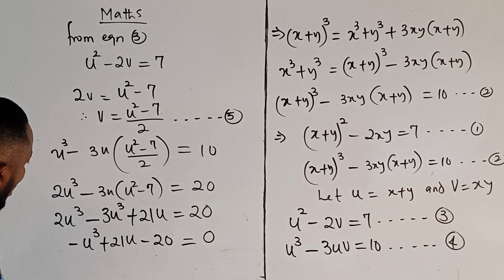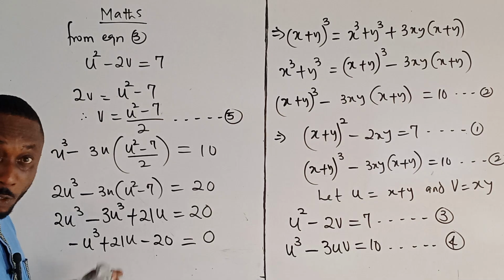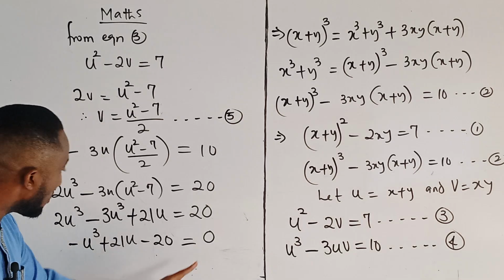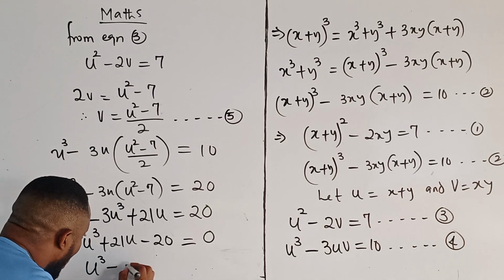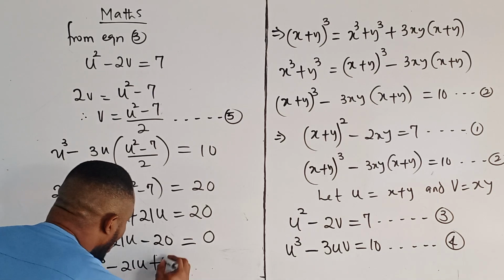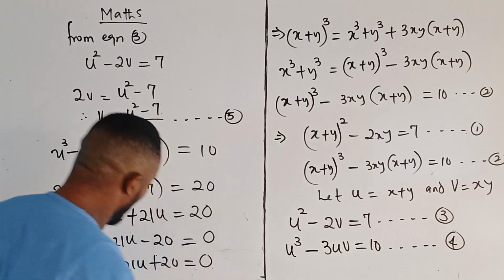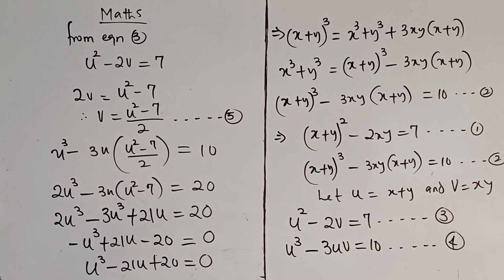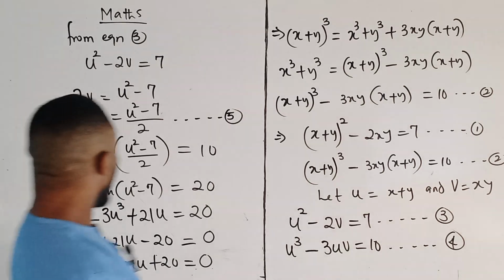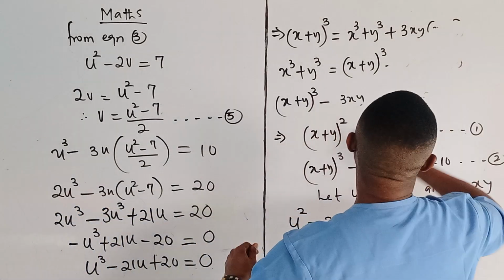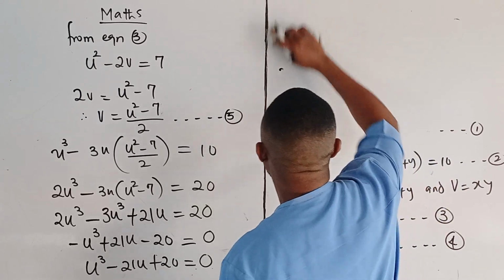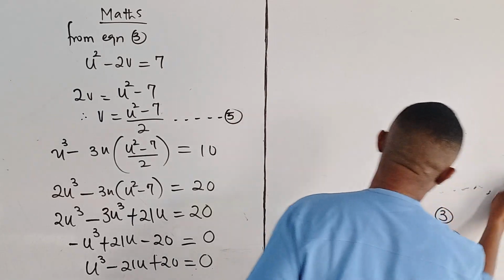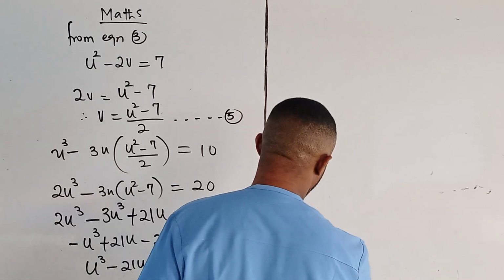Okay, the leading coefficient here is negative 1, which is not too proper or normal. So I will multiply through by negative 1. I will have u cubed minus 21u plus 20 equal to 0. Okay, with this, that's actually a depressed cubic equation or a depressed cubic polynomial.